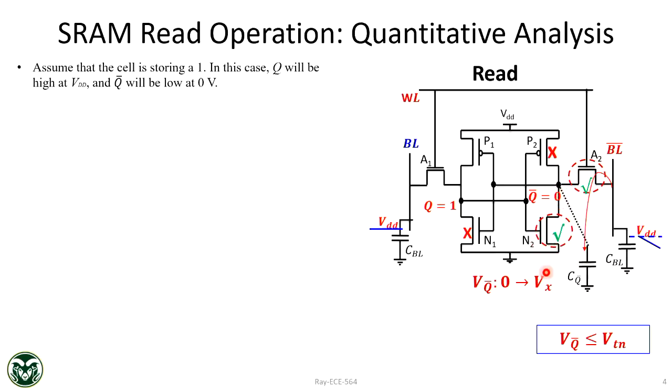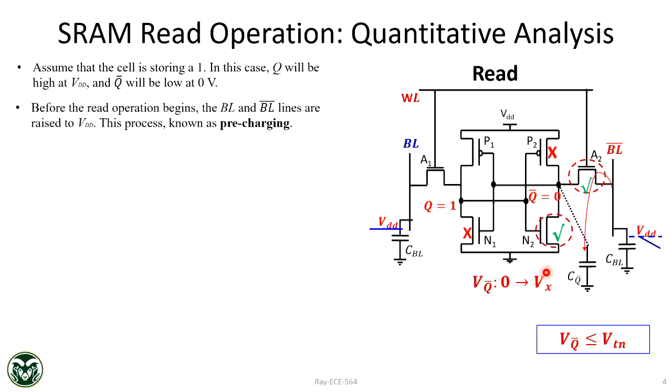Now you want to start reading. What is the first step in reading? Yes, precharge those bit lines first, right? Precharge both the bit lines to same voltage, VDD, for example. So this is the first step. Before you start the read operation, you precharge bit line and bit line bar both at VDD. Okay, so this phase is called precharging.